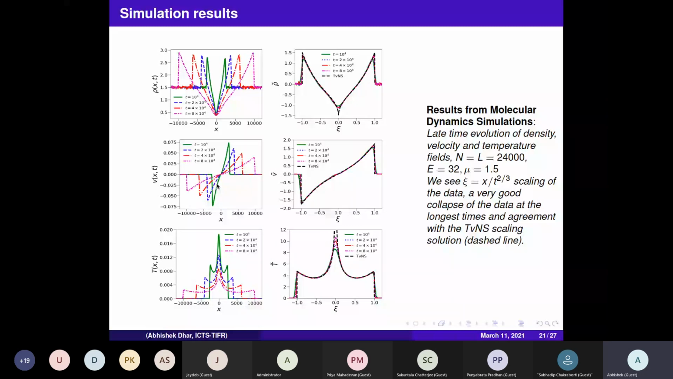Now we know that we expect a scaling solution. So if we scale x by t to the power 2/3, which is this variable z, then we expect a collapse, and we see that indeed you get a perfect collapse of the data. For all three fields, you get a perfect collapse. Let me just blow this up a bit.